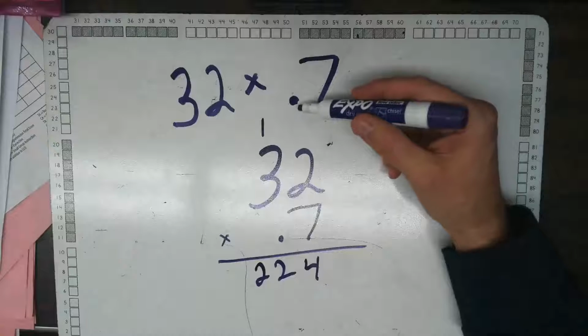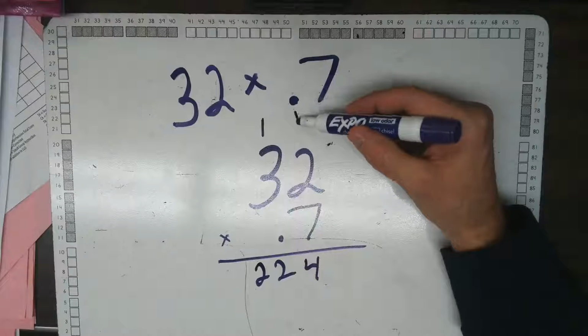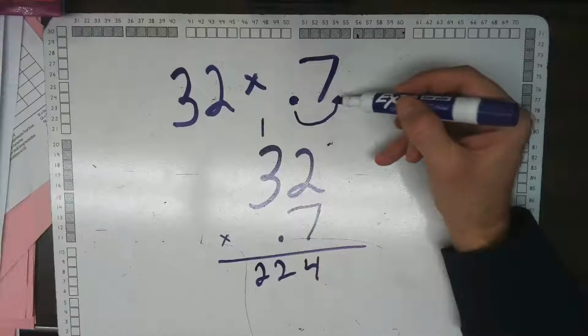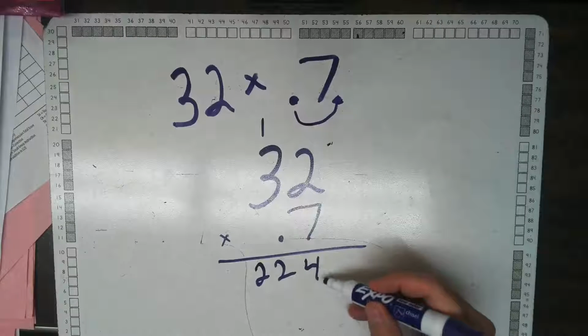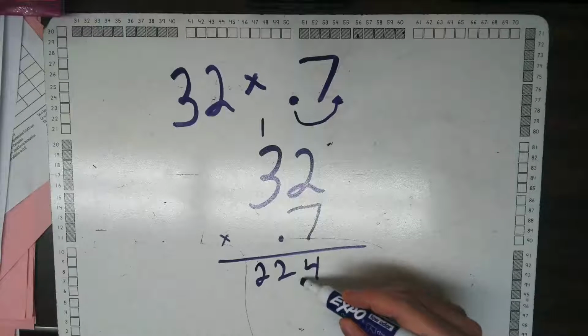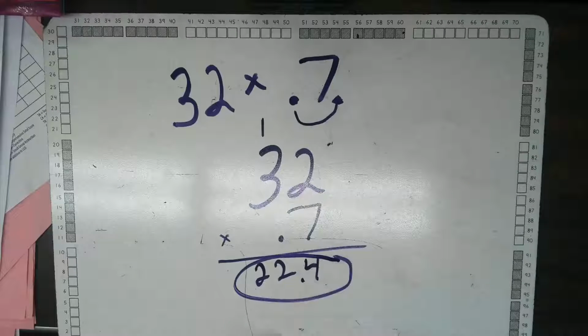Now what we do is we factor in this decimal. This decimal is 1 over, back to a whole. So then what we do is we move it 1 over. So our answer is 22 and 4/10.